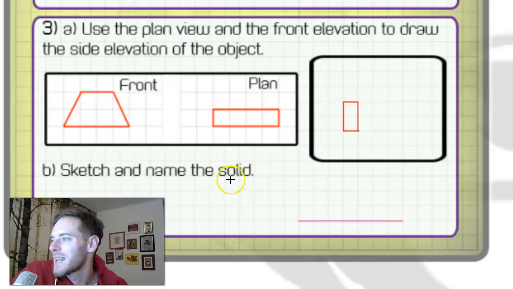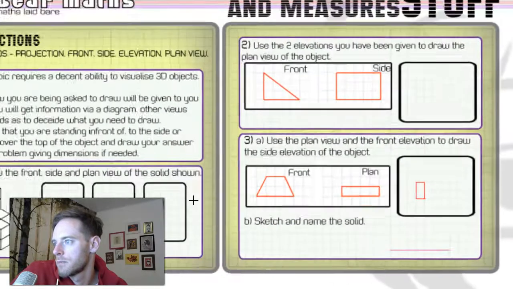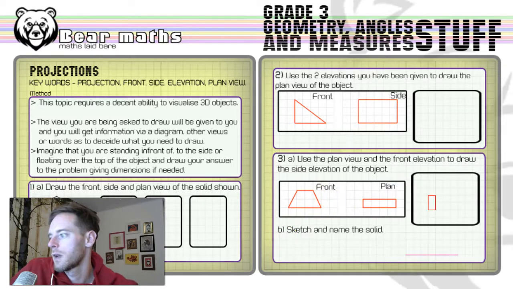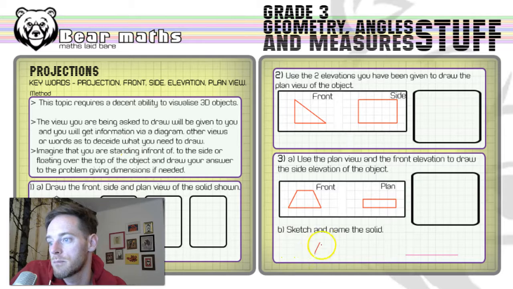Now I've got to sketch and name the solid. So I'm going to zoom out and sketch it. Sketching it is just a trapezium prism here. I'm going to have to get the other pen up here to do this. Just sketch your trapezium like that, go back a little bit like that, and then go back like that. There you go. That's it.